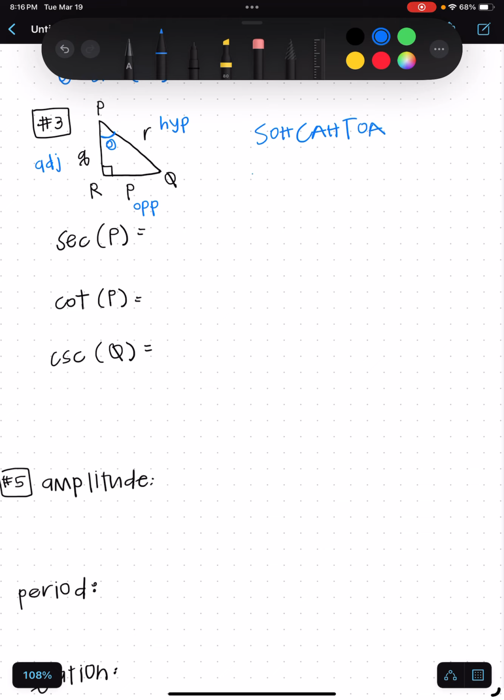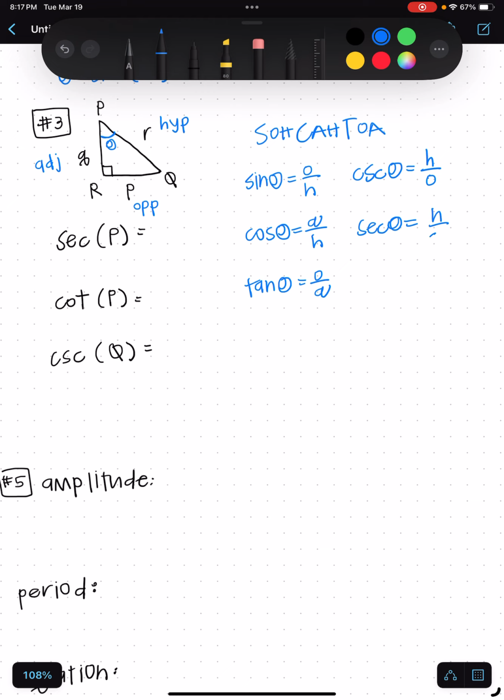Now, SOHCAHTOA, let me write it out. SOHCAHTOA basically says that sine of theta is opposite over hypotenuse, cosine of theta is adjacent over hypotenuse, and tangent of theta is opposite over adjacent. But these questions aren't asking about those. They're asking about the flip-flop version. The flip-flop of sine is cosecant, so cosecant of theta is hypotenuse over opposite. The flip-flop of cosine is secant, so secant of theta is hypotenuse over adjacent. And the flip-flop of tangent is cotangent, so cotangent of theta is adjacent over opposite.